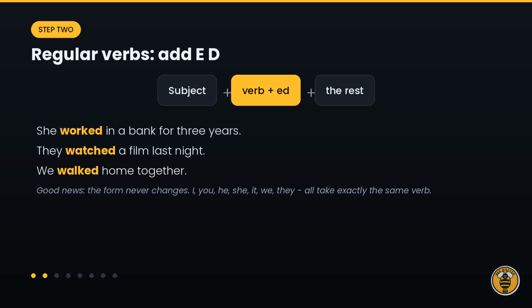For regular verbs, the rule could not be simpler. Take the subject, add the verb with the ending ed, then the rest of the sentence. She worked in a bank for 3 years. They watched a film last night. We walked home together. And here is the good news, the form never changes with the person. I, you, he, she, it, we, and they all take exactly the same verb.